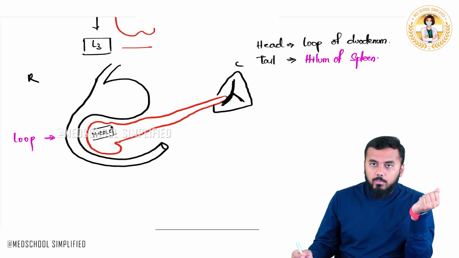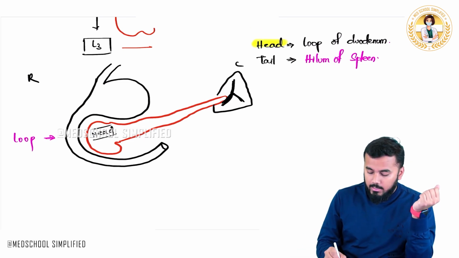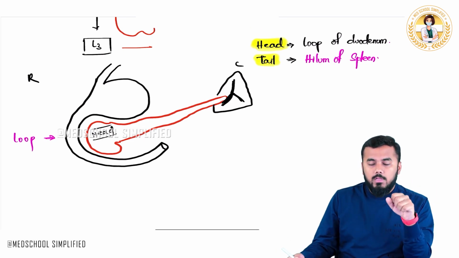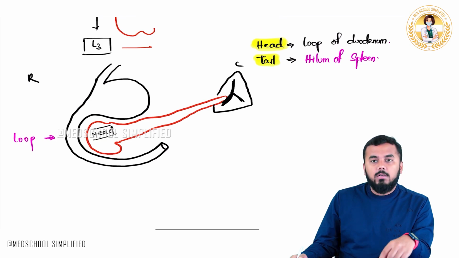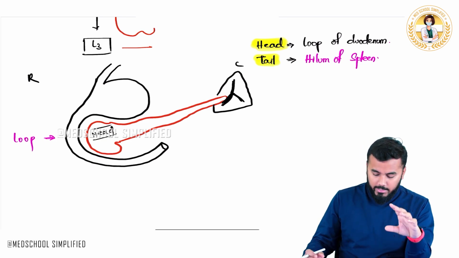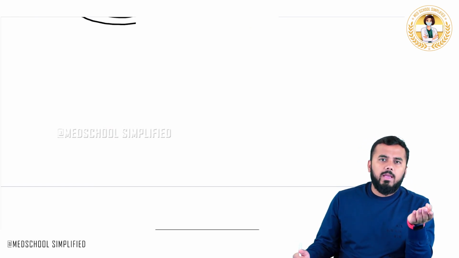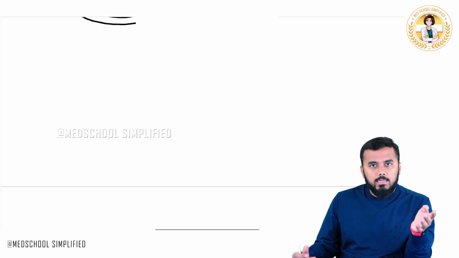There are two important things. One is called the head, which is directed to the loop of the duodenum. Another one is called the tail, which is directed to the hilum of your spleen. Now we shall talk in detail about what the parts within the pancreas are. Then we shall continue further discussing all the relations of the pancreas. The relations are very difficult and very important, and we shall also discuss the arterial supply.